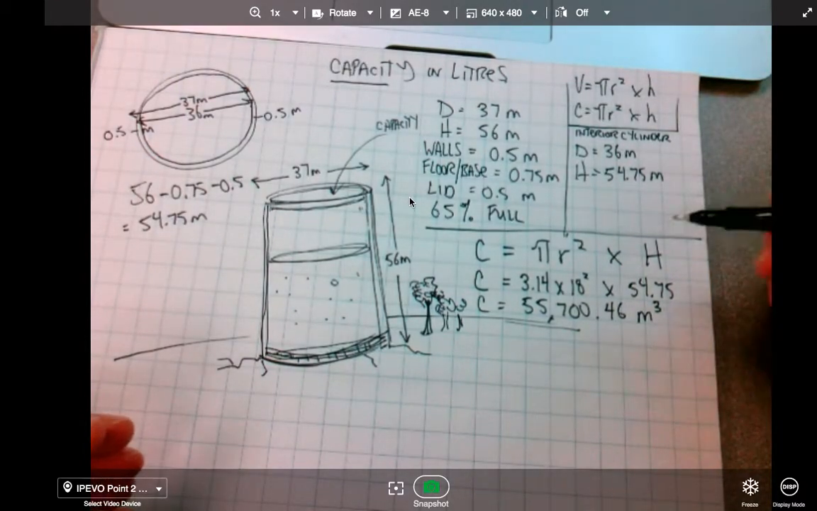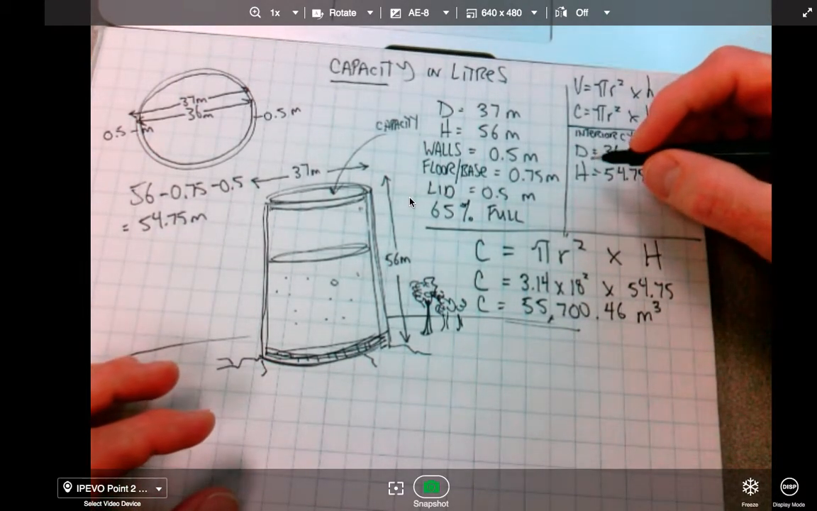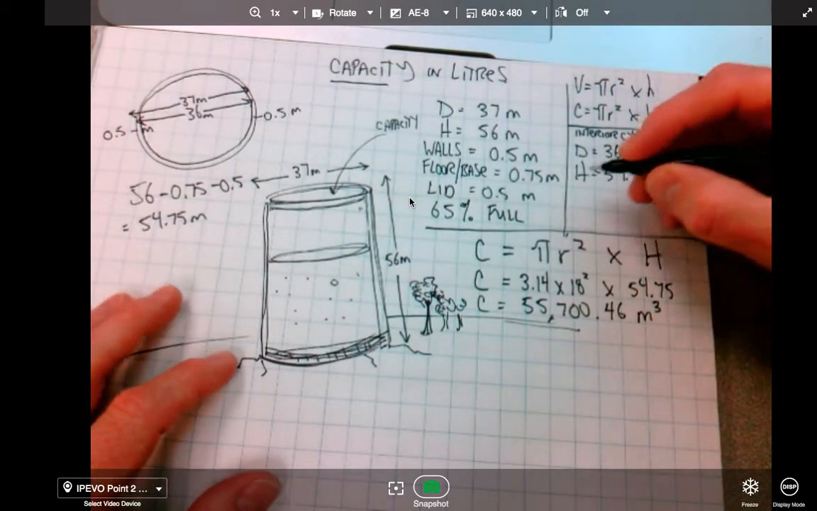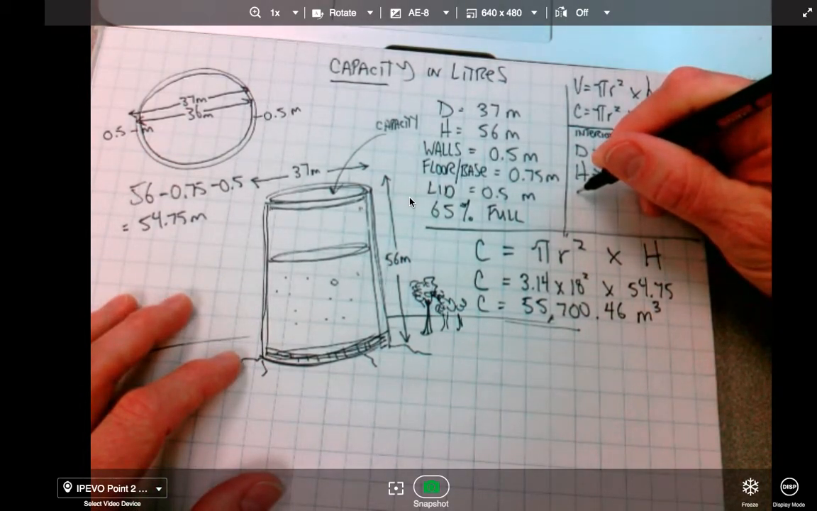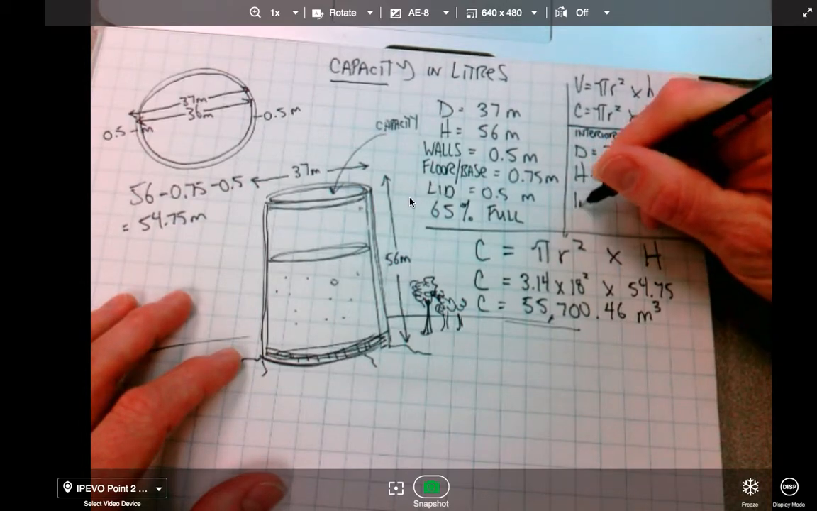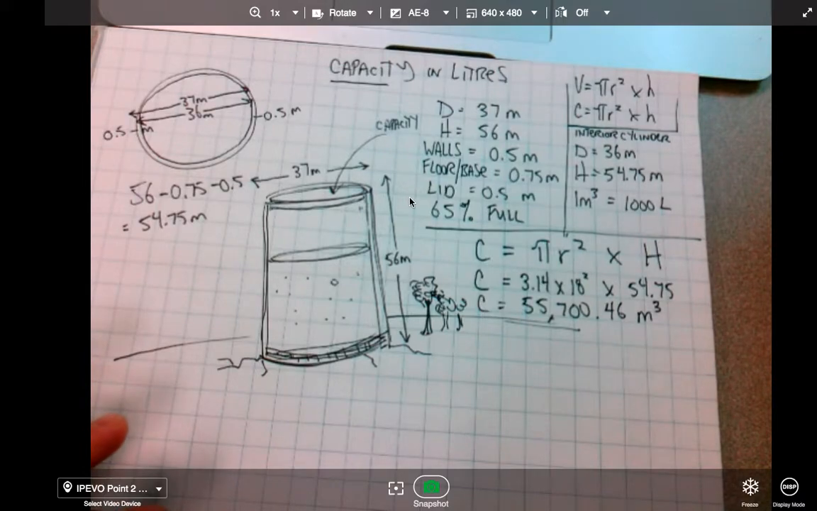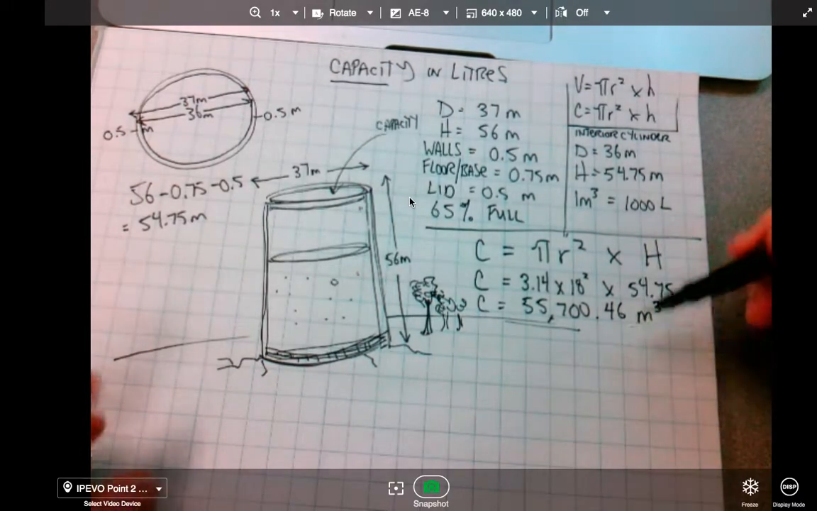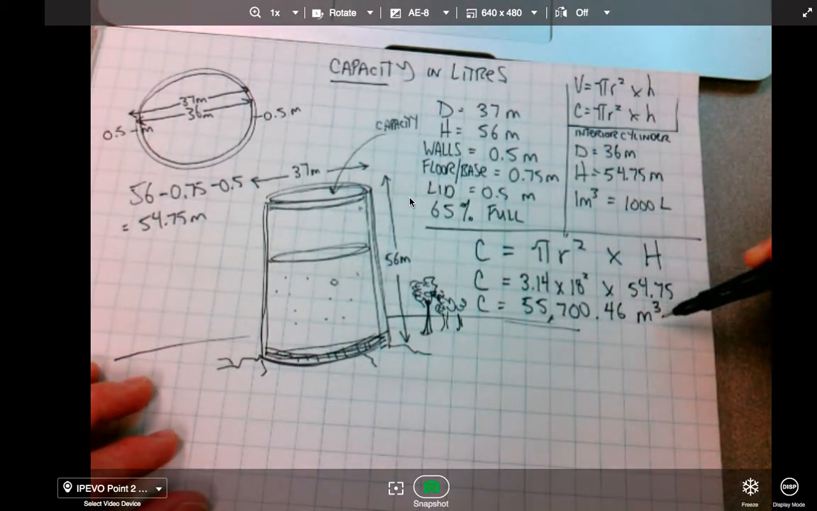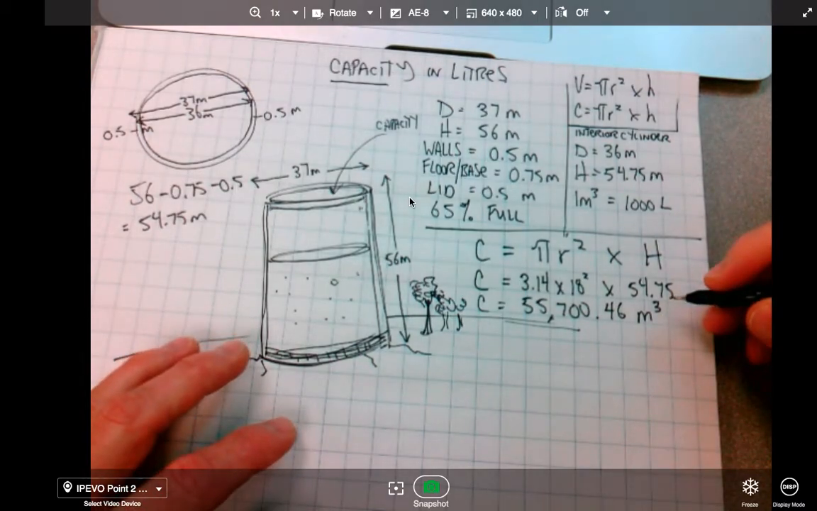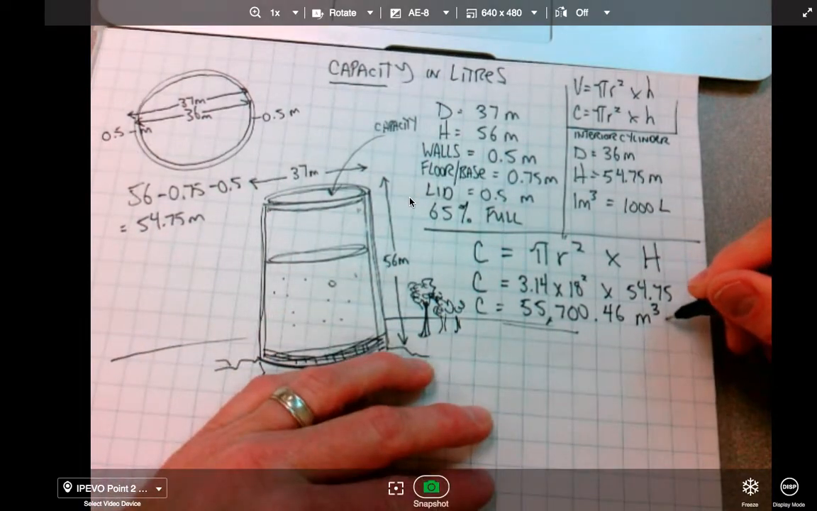So how do I convert? What are some other information? We know that there are 1,000 liters in each cubic meter. So 1 meter cubed is the same as 1,000 liters? Yes, so that's vital. So what do we need to do to this to get to liters? We have to multiply it by 1,000. That's okay, that's fine. So I'm going to do times 1,000 to get me liters.